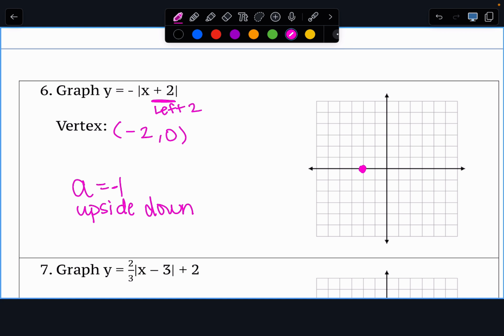Technically, all of them are. Okay, so I'm going to count down 1, right 1. From my vertex, which is left 2, we start with our vertex, and then we're going to count our slope. So I went to the right. Now I'm going to count my opposite slope to go to the left.